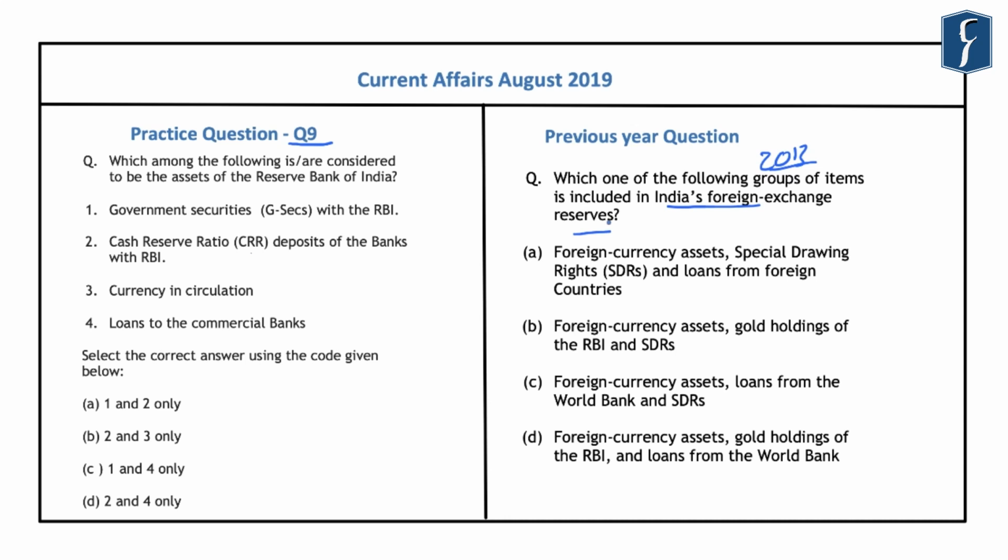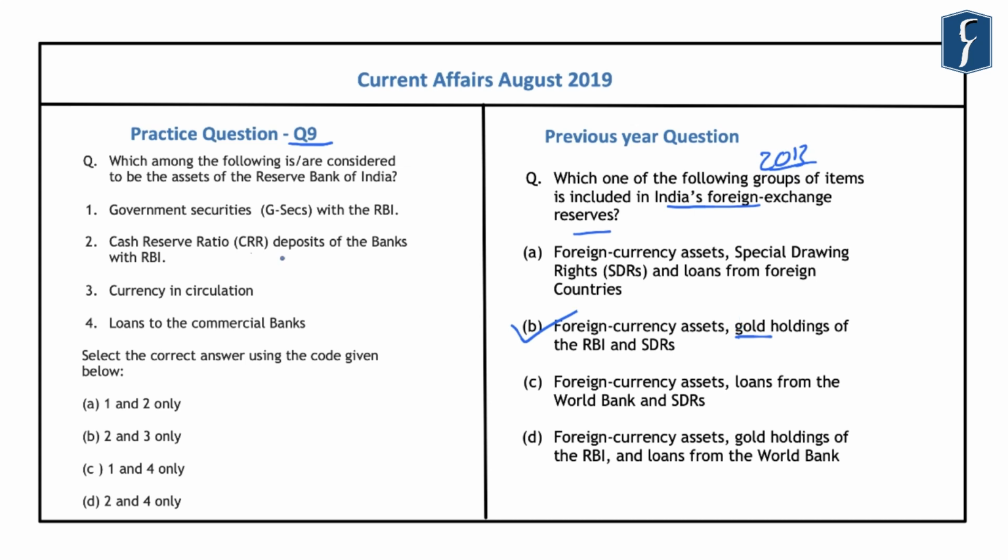And we note that India's foreign exchange reserves are continuously in news. So this question read, which of the following groups of items is included in India's foreign exchange reserves? So if you look at the options, these foreign exchange reserves include the foreign currency assets, gold holdings of the Reserve Bank of India, and the special drawing rights of the IMF. So B was the correct answer here.